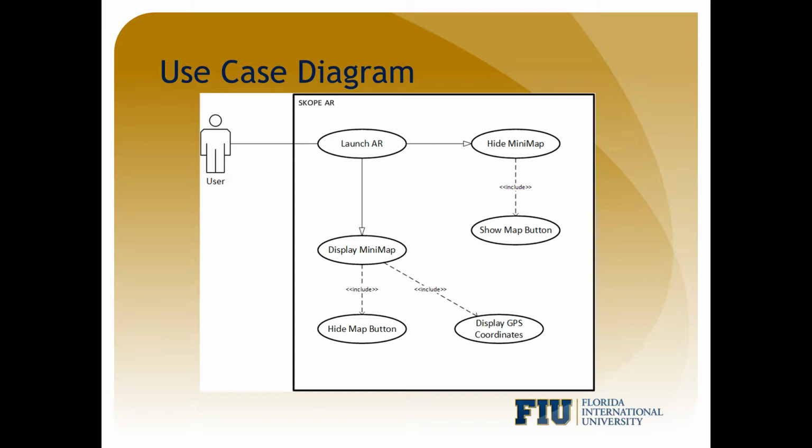So this is one of our use case diagrams specifically for our in-app minimap. Basically, the user launches the AR application, and then upon going through the home screen and then the following screen that explains how the app works, the user then has the opportunity to hide the minimap or display the minimap, and if they display the minimap, it'll display their GPS coordinates in addition to the distance they are from the building.